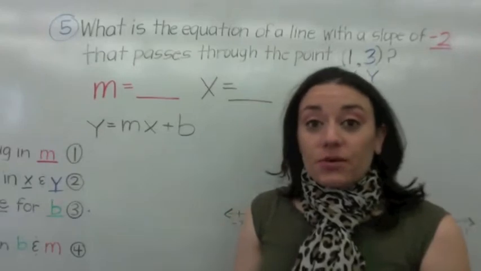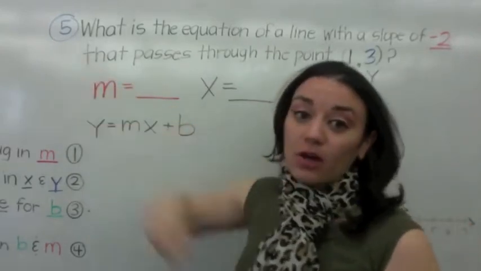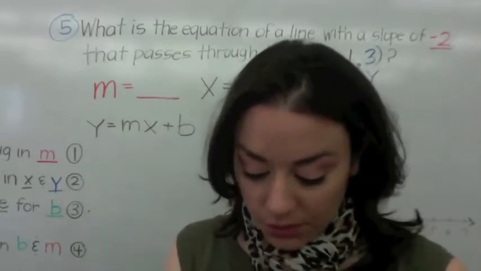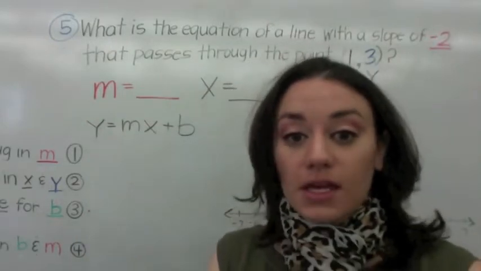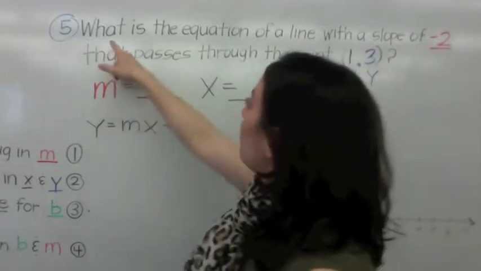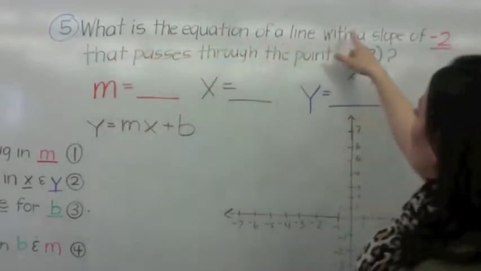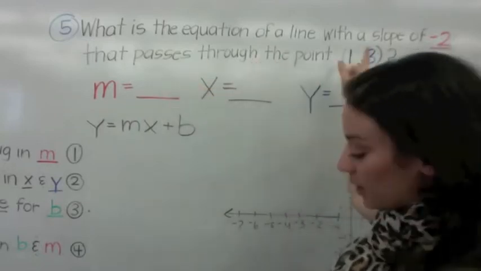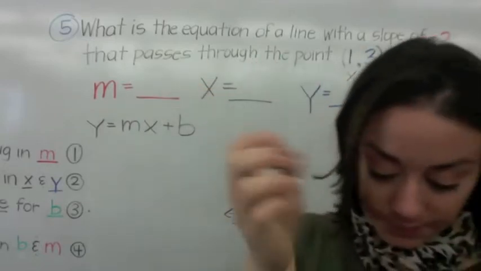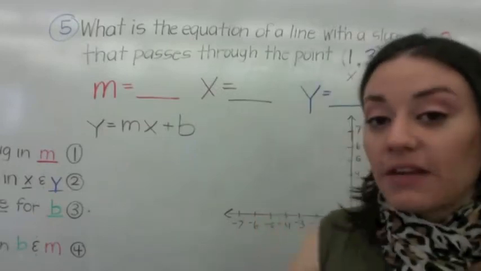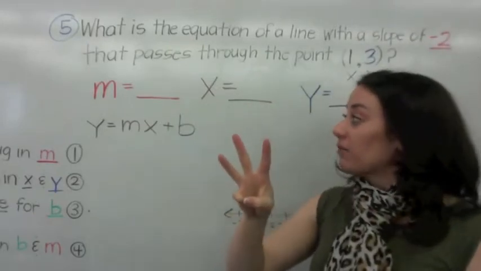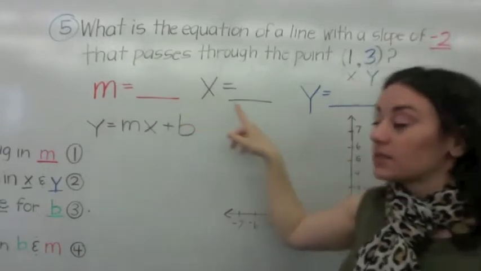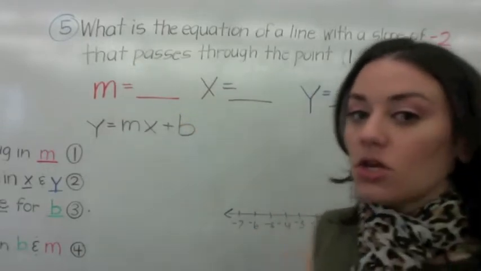Now, let's do example 5 from your homework tonight. Everybody turn the page over to number 5 and read this word problem with me. What is the equation of a line with a slope of negative 2 that passes through the point (1, 3)? We're identifying 3 variables. So what are we identifying? We're identifying slope, x, and y.